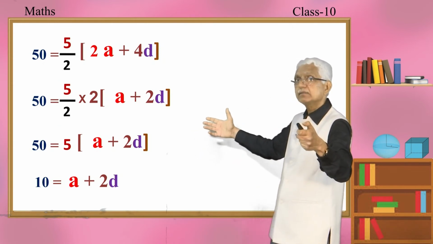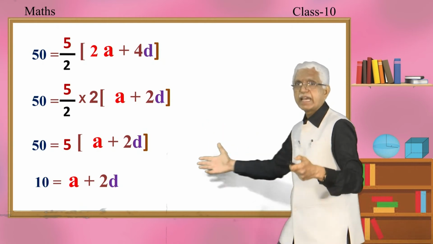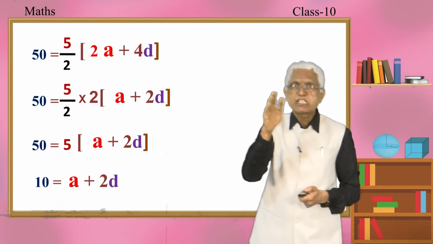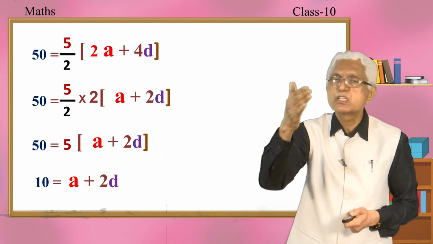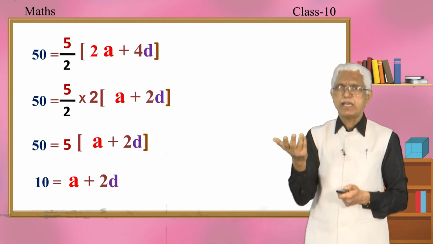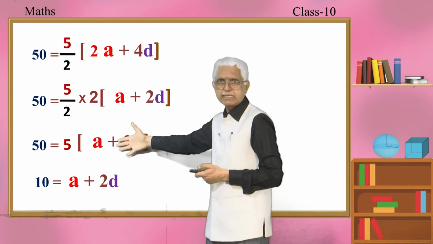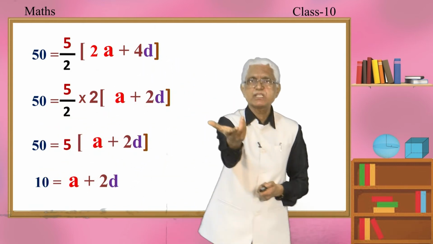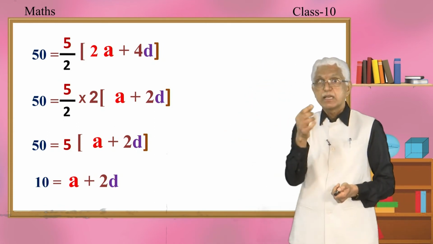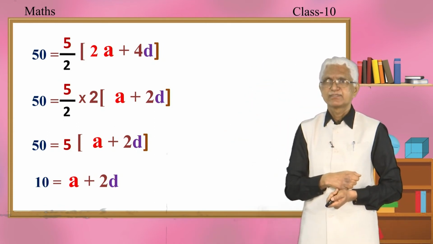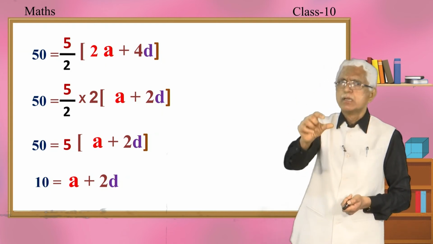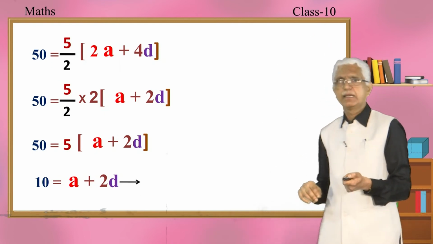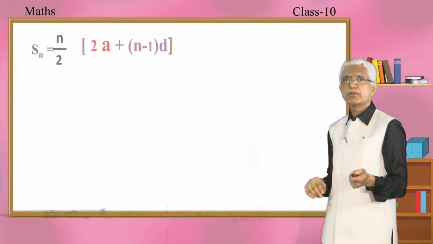And what have they done? 5 tens are 50, 5 ones are 5. So 10 is equal to a plus 2d. Or you can also say a plus 2d is equal to 50 divided by 5. 50 by 5 is 10. So 10 is equal to a plus 2d. See how they got this equation 10 is equal to a plus 2d using the formula. Call this equation number 1.